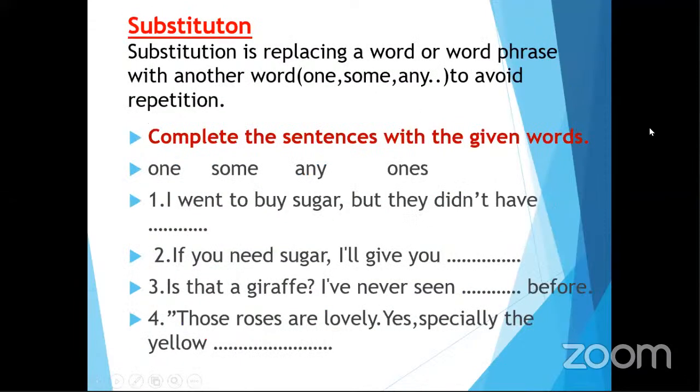Okay, now in the previous slide we talked about ellipses. Now this is substitution. When you play cricket, you have a substitute player. Most of our boys would know this. Substitution means ආදේශනය. So in Sinhala also we learn those things. Substitution is replacing a word or a word phrase with another word. Words like one, words like some, words like any. So you replace a word with another word. That is called substitution.